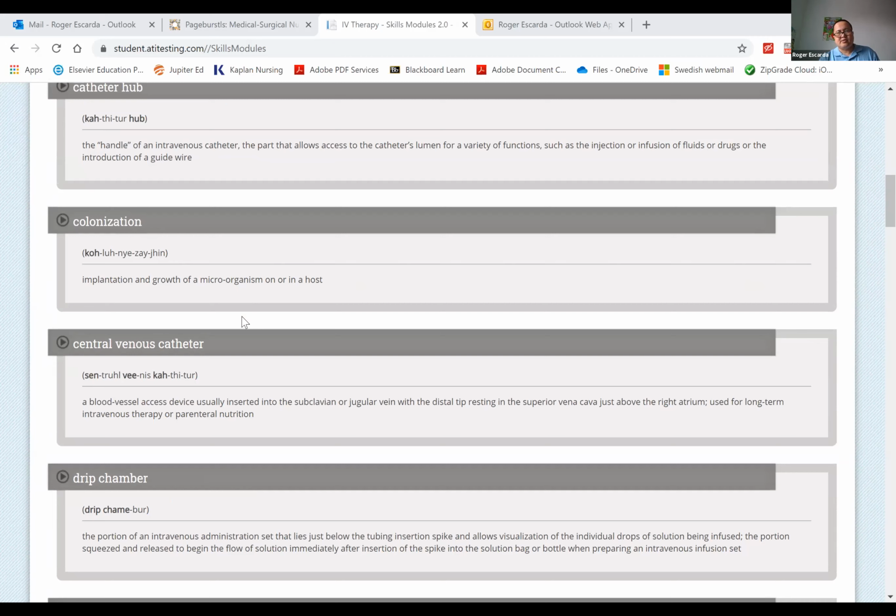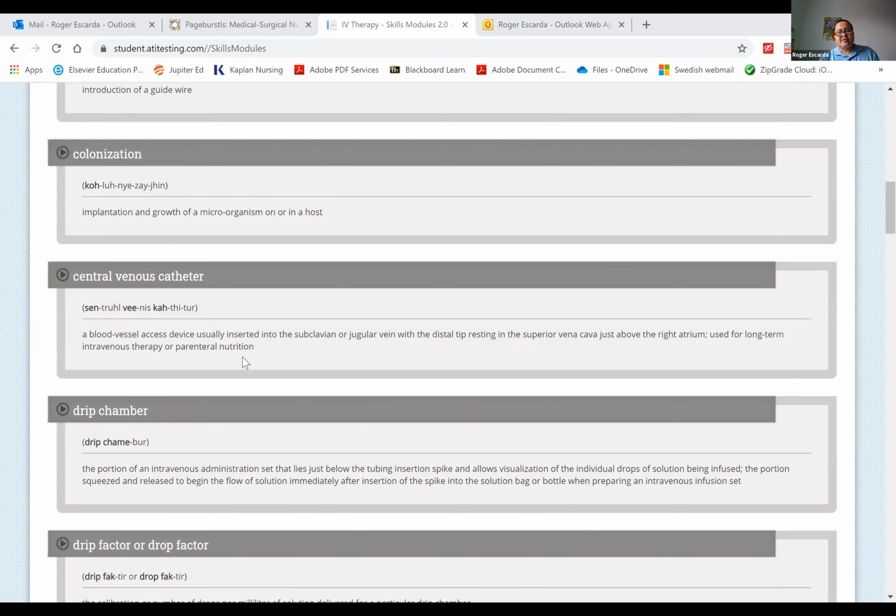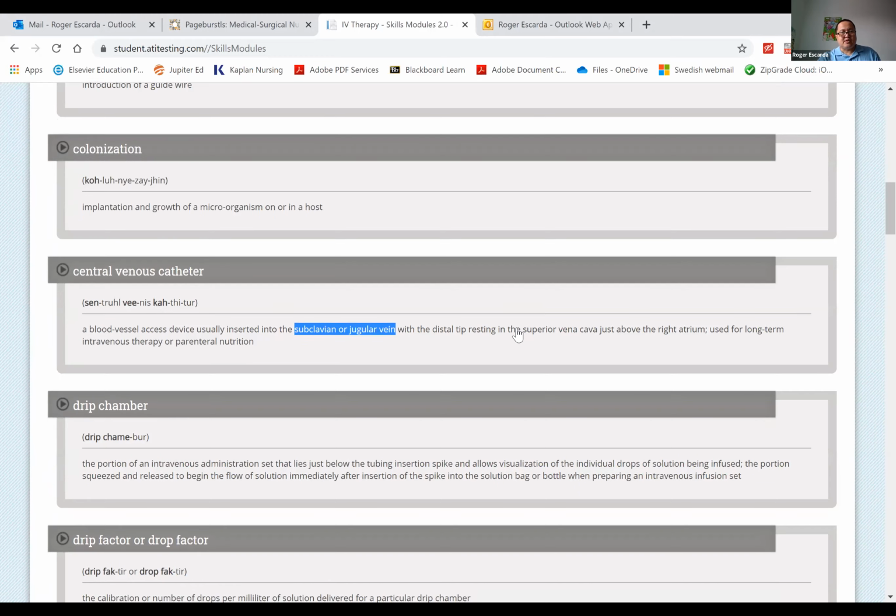Colonization. This is when you have organisms growing in a foreign object. It's most common in IV catheters. It's a foreign object, so organisms can grow on it. Central venous catheter. These are central lines. The most frequent access sites are the subclavian, which is on your upper chest, and the neck or the jugular vein. Those are the two most common.